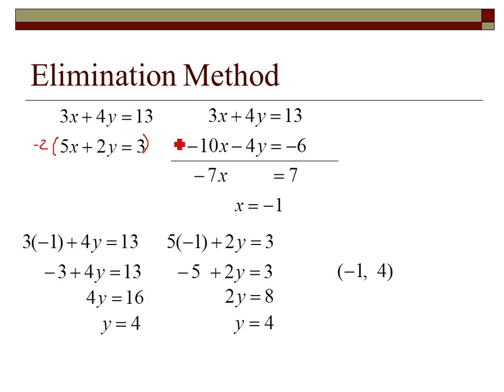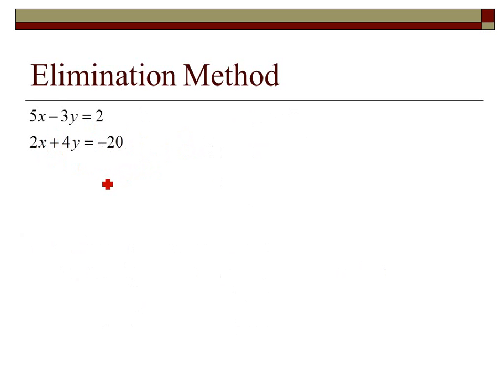Okay, this one required only multiplying by one term. So all I had to do is multiply the bottom equation by negative 2. Sometimes you're going to need to multiply both equations. So while it's possible to do this problem using substitution, it'd be very difficult. And it is possible to multiply just one equation to be able to get them to match. This one is not as easy to see.